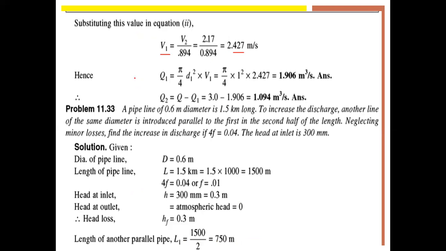Now therefore Q1 కనుక్కోండి. So pi by 4 d1 square into V1, అంటే pi by 4 into 1 square into 2.4, that is equal to 1.906. The same way Q2 is equal to pi by 4 d2 square into V2, ఏం చేసుకున్నా కూడా we'll get Q2 value. Or you can subtract like this, Q2 is equal to Q minus Q1, that is equal to 3 minus 1.9. ఇలా చేయొచ్చు. లేదంటే Q2 తీసుకొని pi by 4 d2 square into V2 తీసుకున్నా కూడా you'll get the value. So like this you have to solve the problem for pipes in parallel connection.